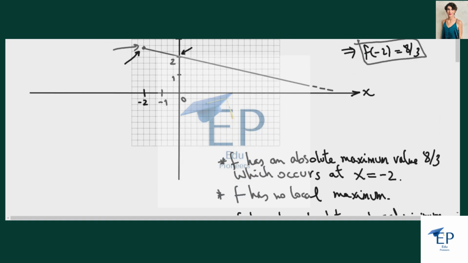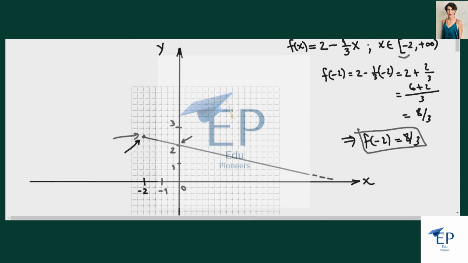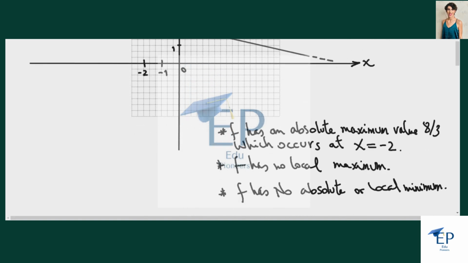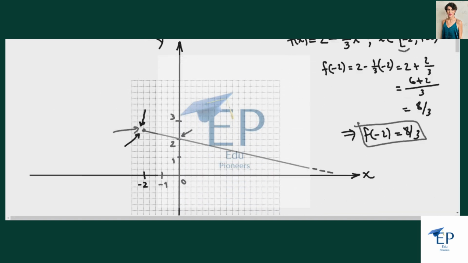So the only thing that this graph has is an absolute maximum value of 8 thirds, which occurs at x equal -2. If we had considered this graph open at -2, that is, if this point here is not included in the graph, then the function would have no extrema at all. But in this case, it's included, so it's the absolute maximum value. That's it for this function.